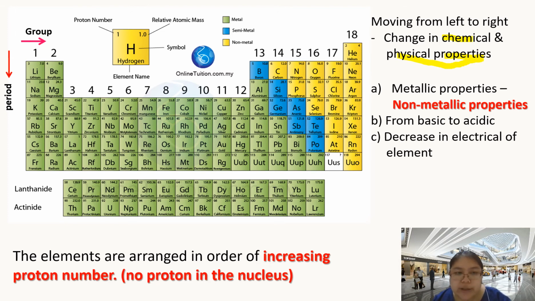How do we arrange them? Which one do we put first? So this one is arranged based on the number of protons. From the left should be the smallest, and going to the right, the proton number will be increasing.